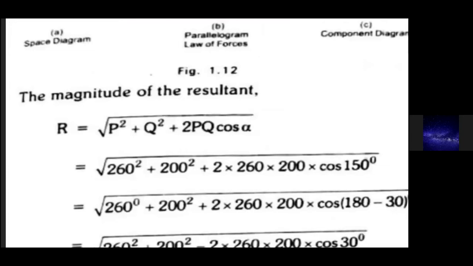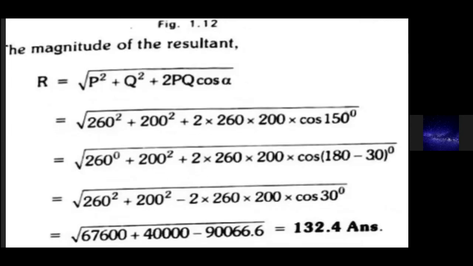The resultant force R is equal to under root P square plus Q square plus 2 PQ cos alpha. Substitute P as 260, Q as 200, and alpha as 150. So we get under root 260 square plus 200 square plus 2 into 260 into 200 into cos 150. Here we can write cos 150 as cos of 180 minus 30, so that we get cos 30.